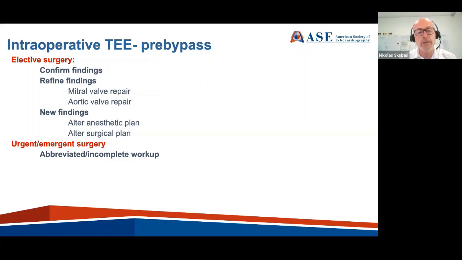And for those cases that happen to come without a complete workup, such as in urgent and emergency cases, obviously the TEE may be the first echo workup ever possible for these patients. So there, the role and the significance of the findings are even much more important.